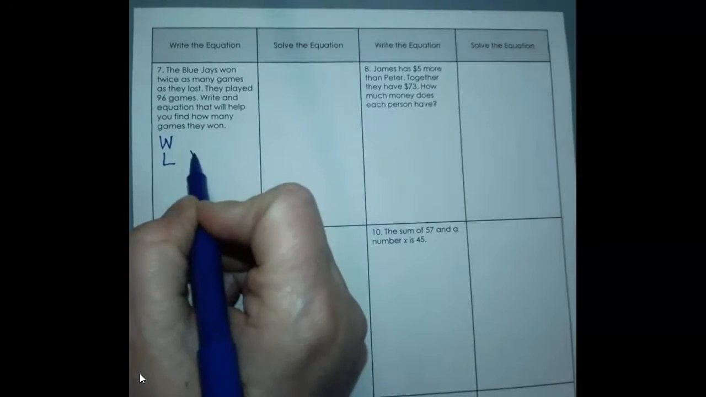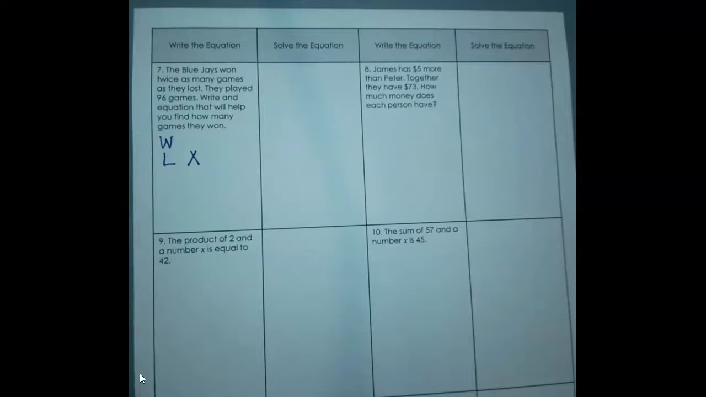All right, flip your paper over. Let's look at number 7. So we have the Blue Jays, and they won twice as many games as they lost. They played 96 games. Write an equation that will help you find how many games they won. Okay, so the two things that we're talking about here are winning and losing. We want to know they won twice as many games as they lost, but we don't know how many they lost. So we say lost is X because we don't know what it is, but win is twice that amount. So that will be 2x, because twice means multiplied by 2.